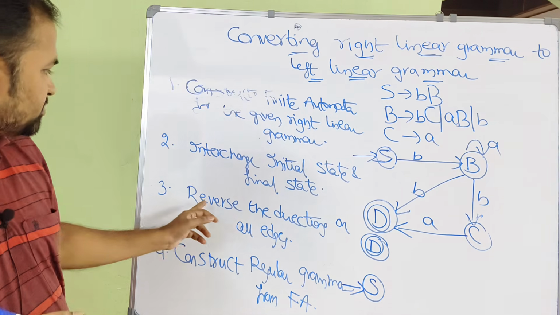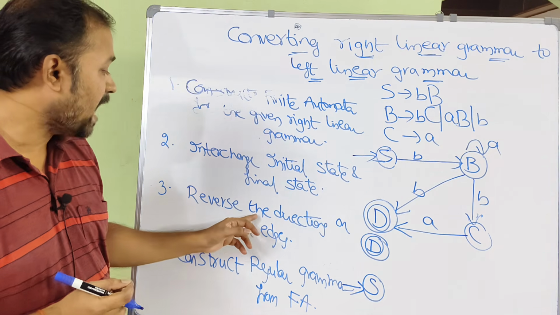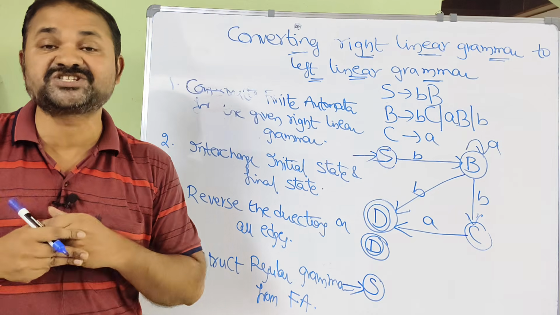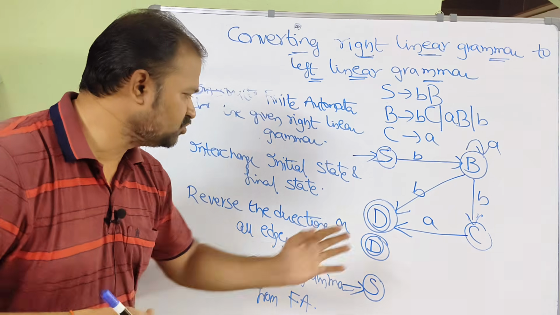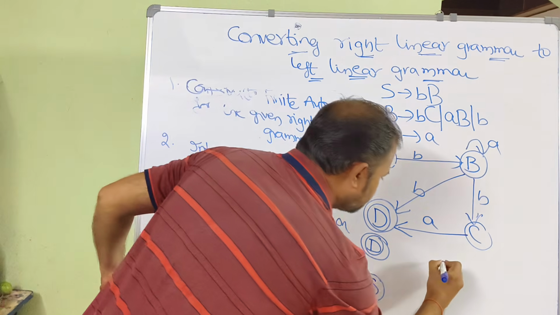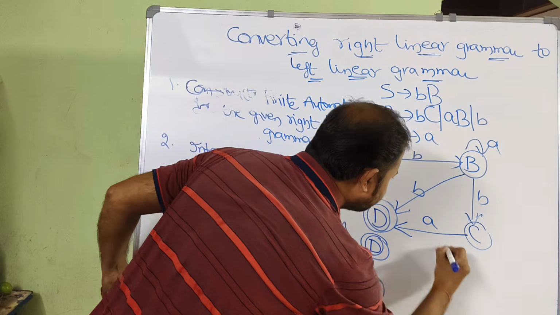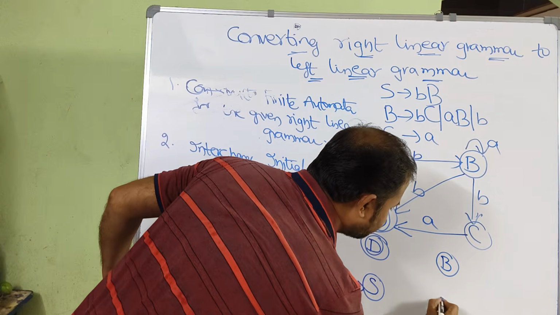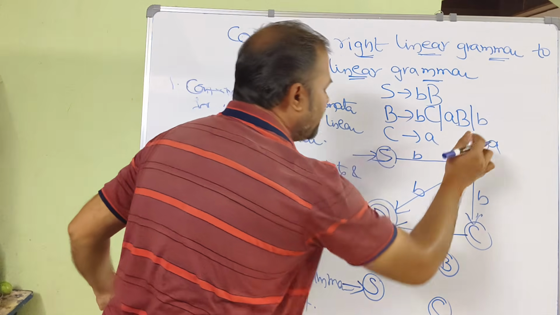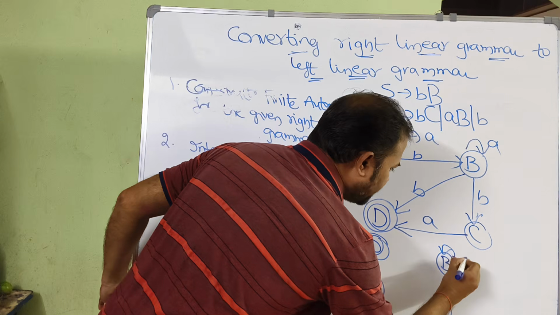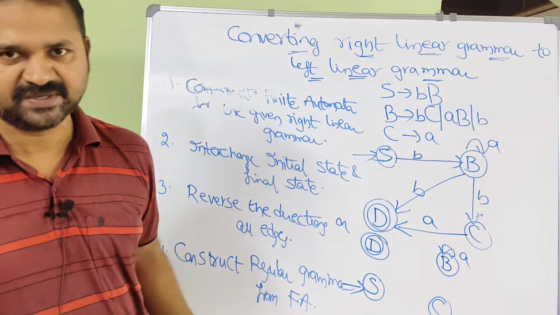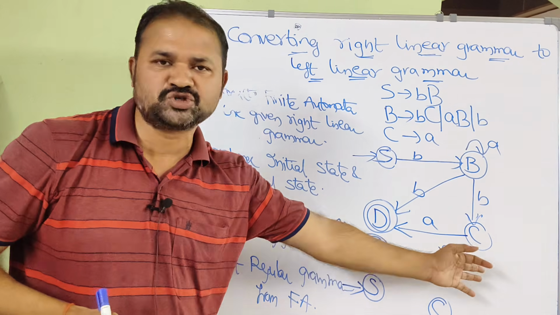Next, what is the third step? We have to reverse the directions on all the edges. So let us do that here only. Here B is a state, and one more state is C. Here B on a is a self loop. Self loop means there is no change. So B on a means it goes to B only.